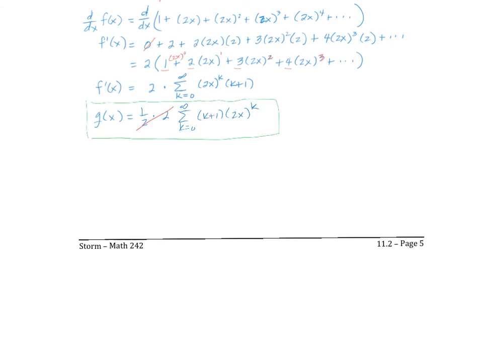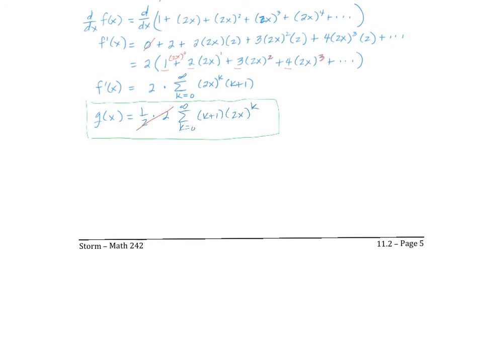You may always reindex. So if you prefer to start with k equal to 1, that's fine. Then you would just have k times 2x to the, if you're starting at 1, the exponent on the 2x would be k minus 1, which is perfectly fine. So I found my g of x. Now remember, my interval of convergence did not change, but I still have to check endpoints.